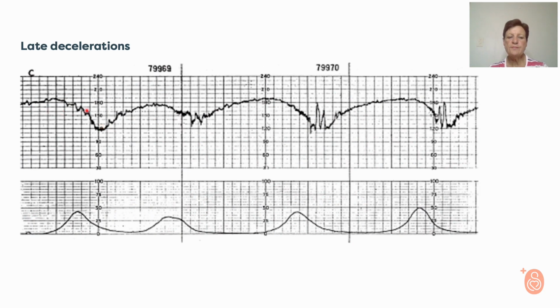But what's very important in this pattern is that you can see there's very little variability present as well. Now, there are 3 very important abnormal aspects here. The one is the late decelerations, the one is the lack of variability, and the other one is the tachycardia. And we've said if all 3 of those signs are present, it's ominous.